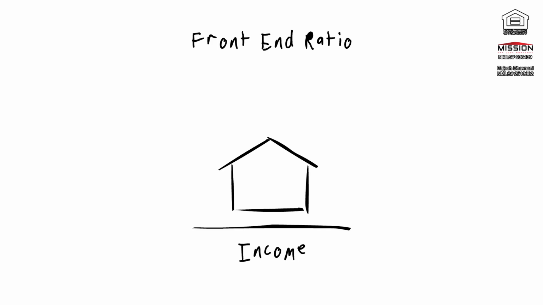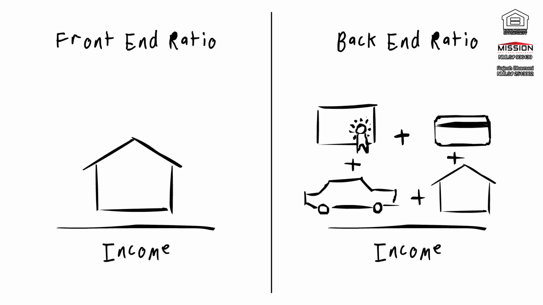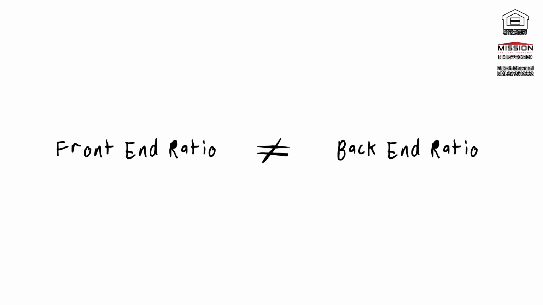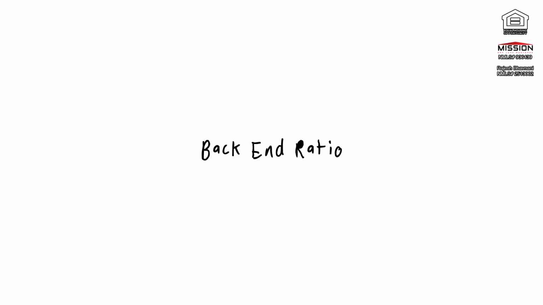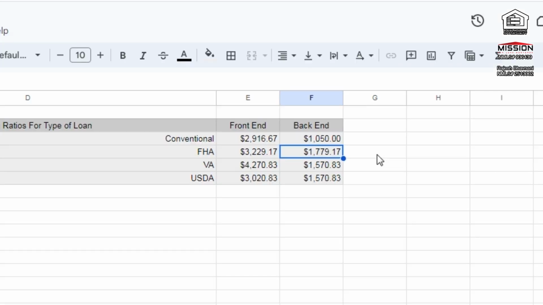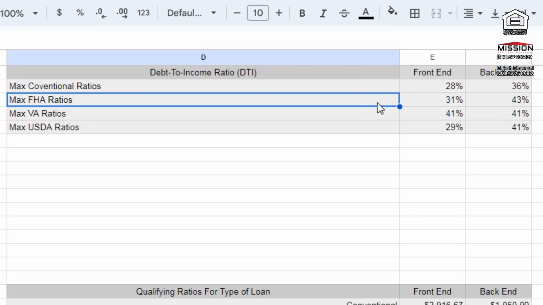Front-end ratio is what their housing costs would be as a percentage of their income, and their back-end ratio is what their total debts are as a percentage of their income. And it's normal for the front-end and back-end ratios to be different. The lender will always choose the lower number to calculate the maximum loan size you qualify for. And this is to ensure that you can afford the monthly payments. Different loan types have different maximums for the front-end and back-end ratios.